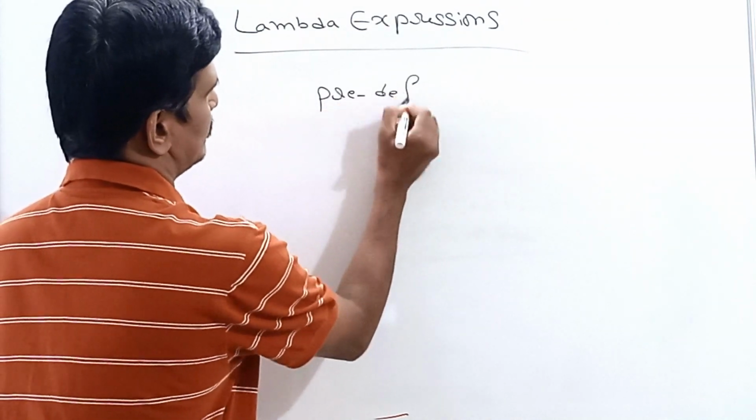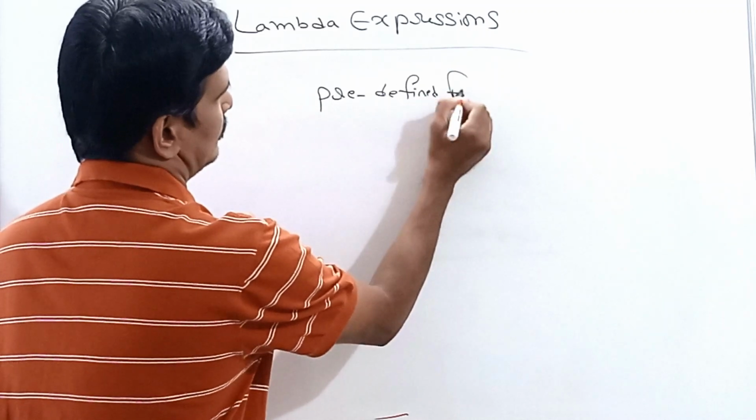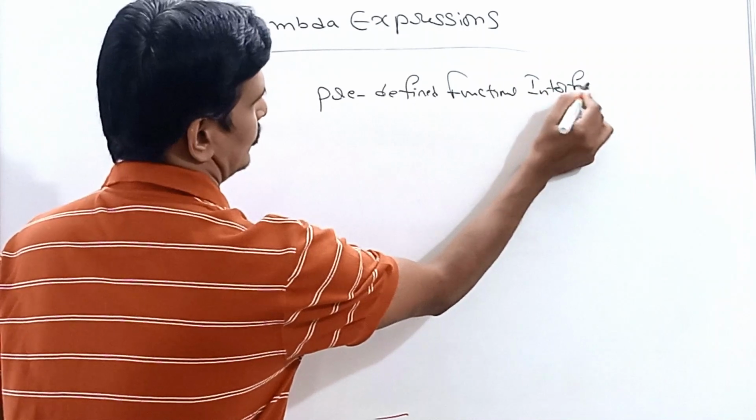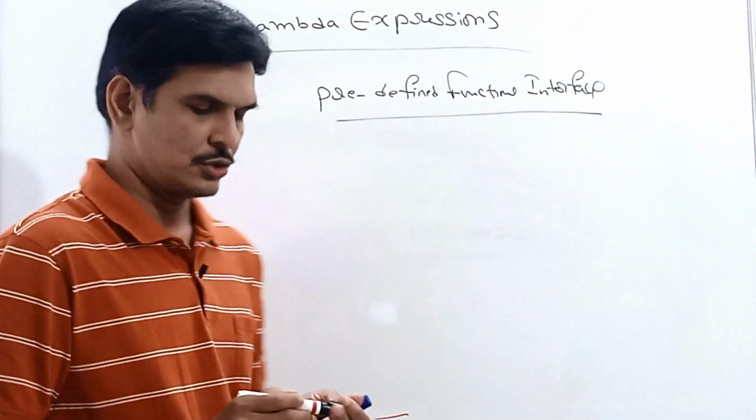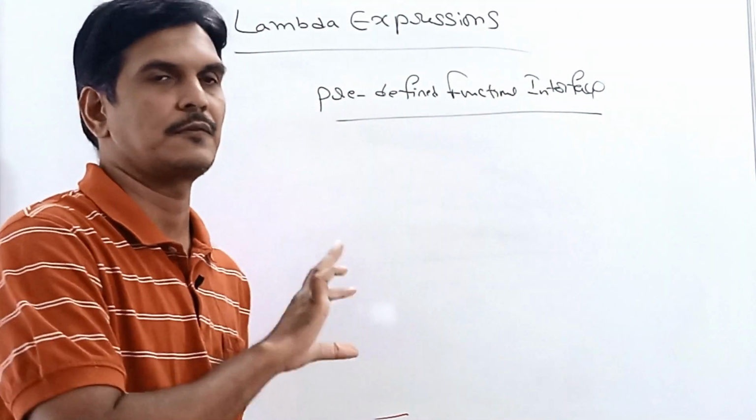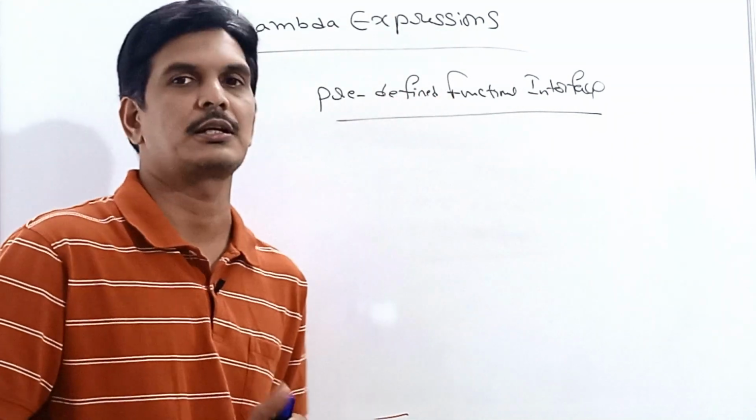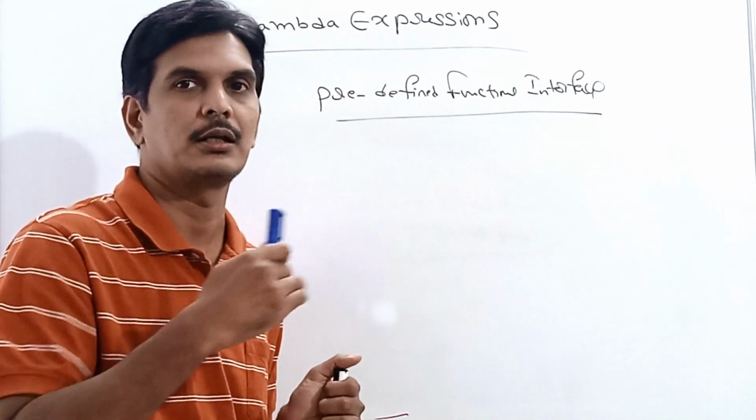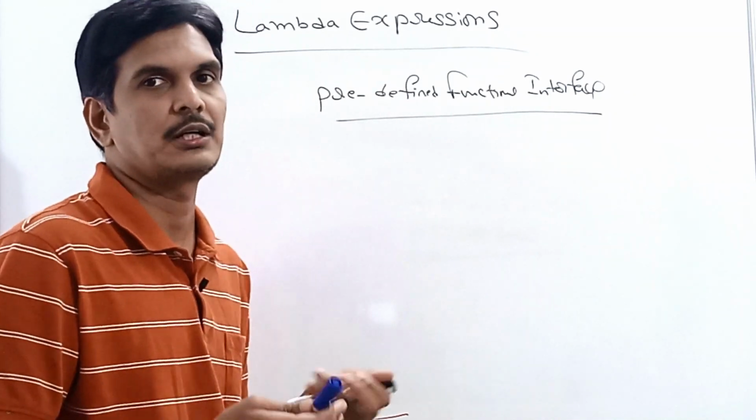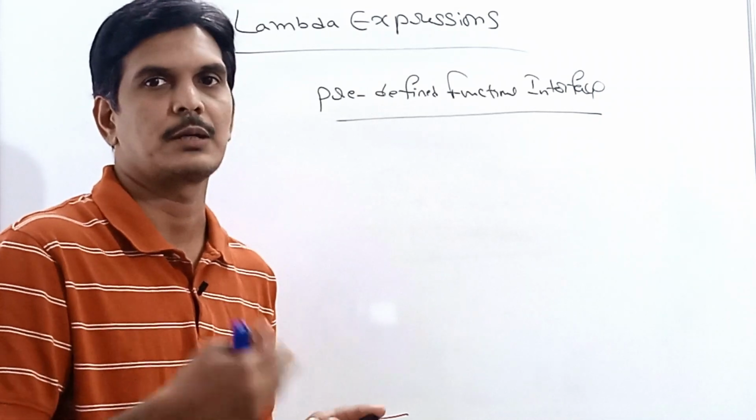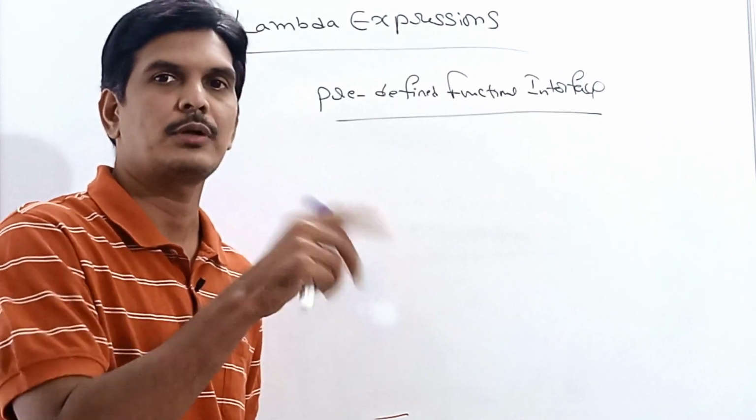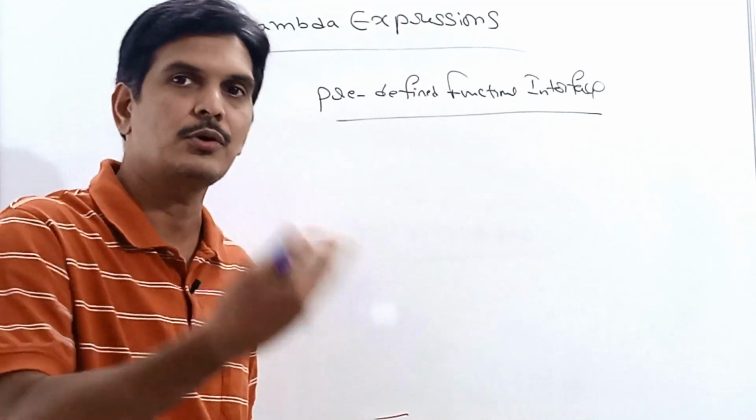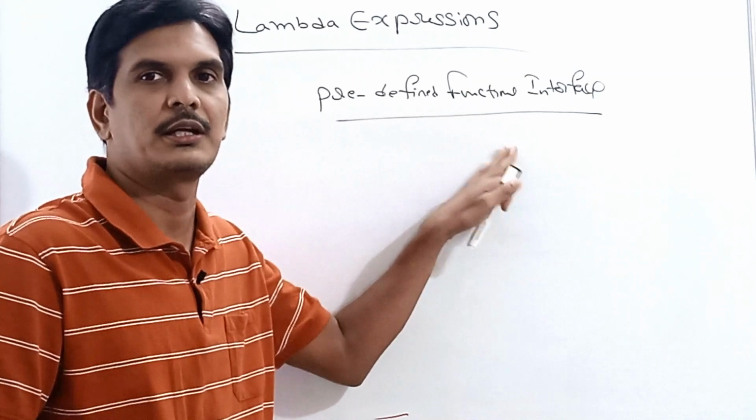Predefined functional interfaces. What is the use of predefined functional interfaces? By using these interfaces, we can write Lambda expressions in regular coding. You may not have functional interfaces in your coding on a day-to-day basis when you're writing your programs, but even though you don't have any, you can still write Lambda expressions and invoke them by using these predefined functional interfaces.